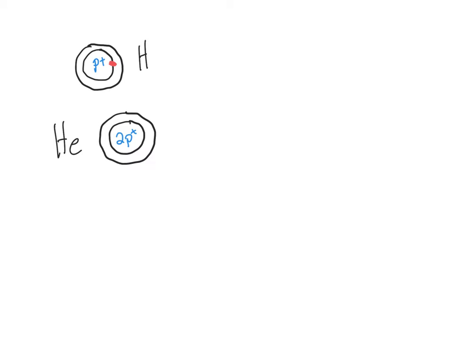I'm going to draw a couple orbits there. In a neutral atom, meaning no charge, the number of protons needs to equal the number of electrons because there's no charge. If you had more protons than electrons, you would have a positive charge. If you have more electrons than protons, you have a negative charge. But since they're going to be neutral, no charge.